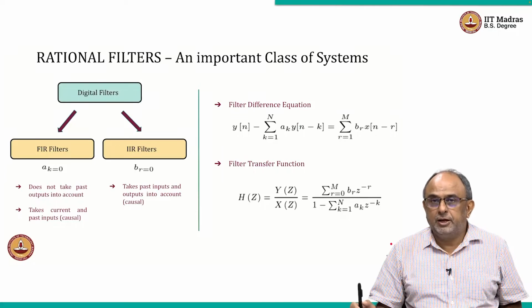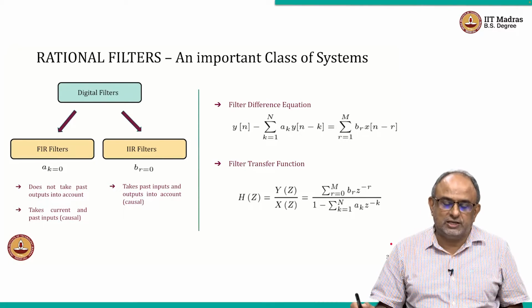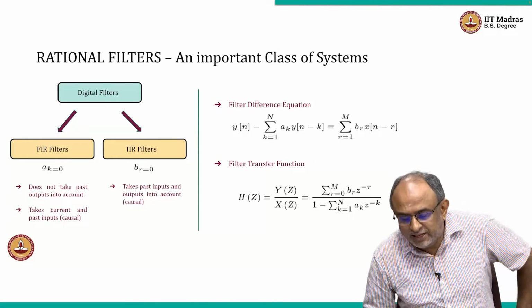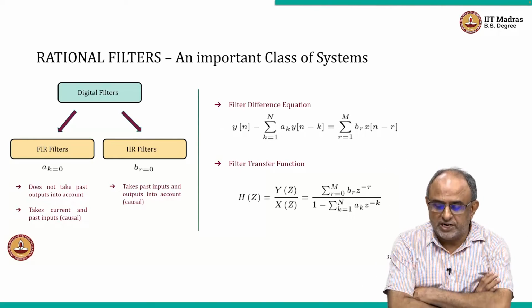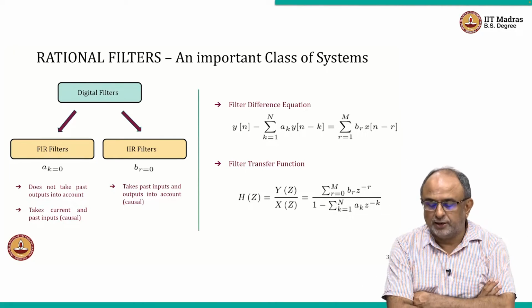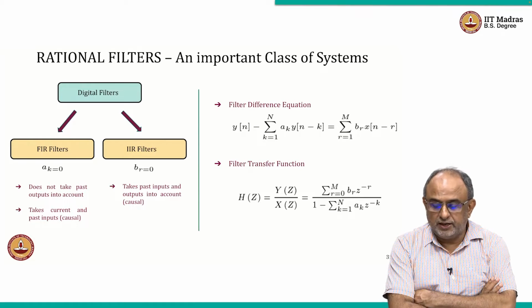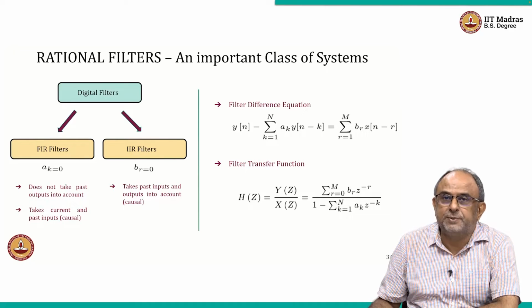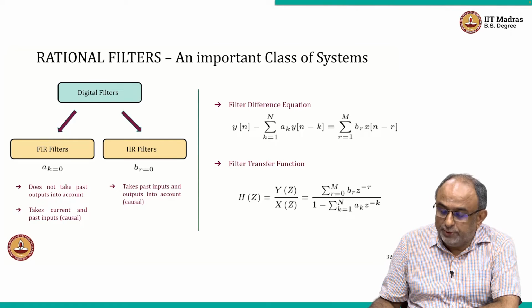So, there are two broad classes. First of all, when you talk about filters, there are many ways that you can design filters. Here I am talking specifically about something called rational filters. I'll just make it a little clearer. There are basically two types of filters that we will deal with. One is called the finite impulse response filter, and the other is the infinite impulse response filter. So, what do I mean by rational?